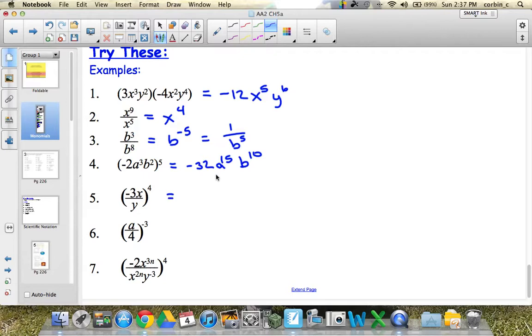My next example, I'm going to take each part and apply the power of 4 to it. So negative 3 to the 4th is going to be 81. X to the 4th stays x to the 4th. And on the bottom I have y to the 4th.